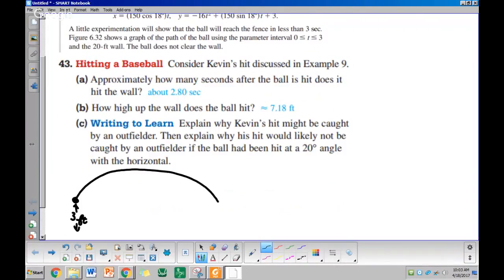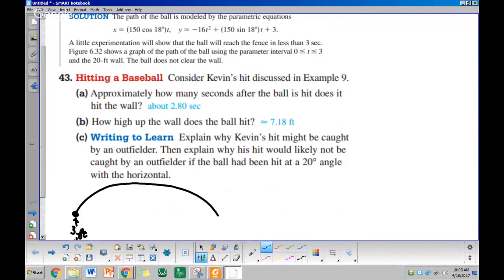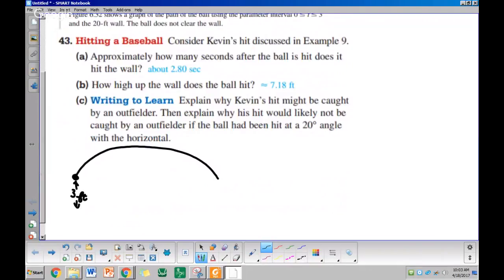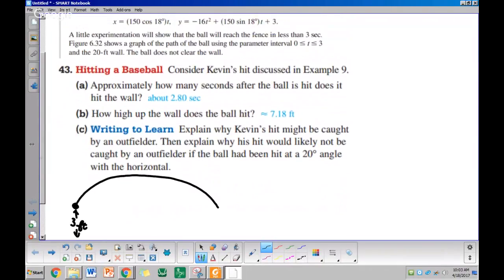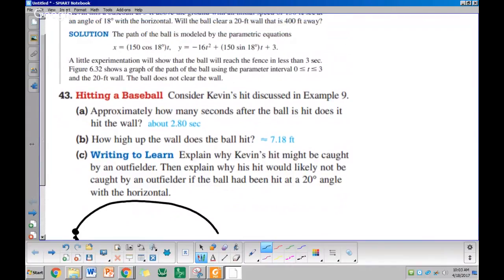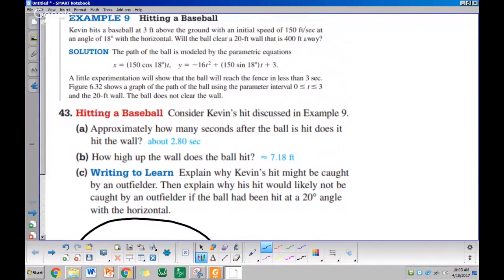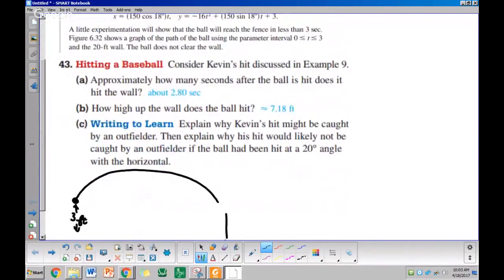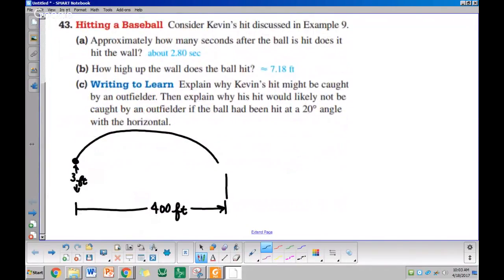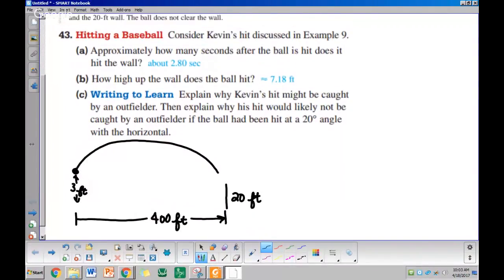at 150 feet per second. But anyway, how far away is the wall? The wall is 400 feet. So this is 400 feet. And they say that the wall is 20 feet high.